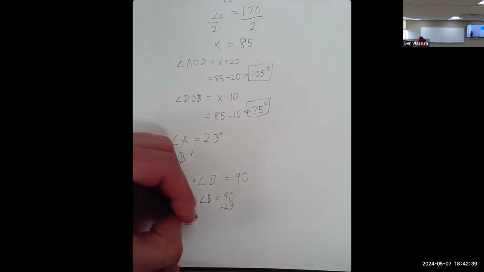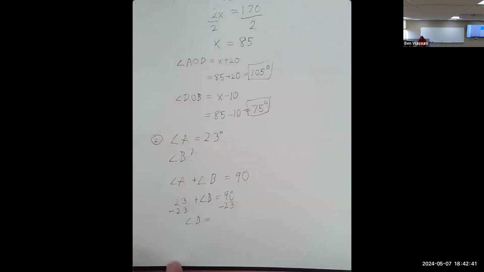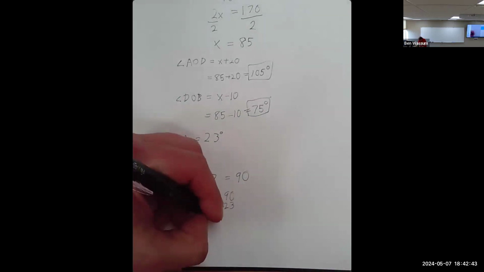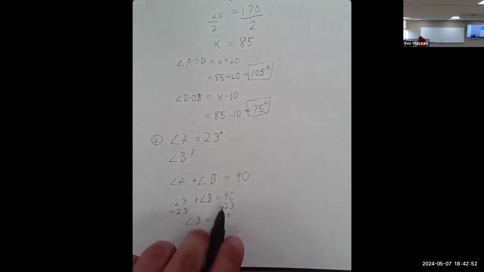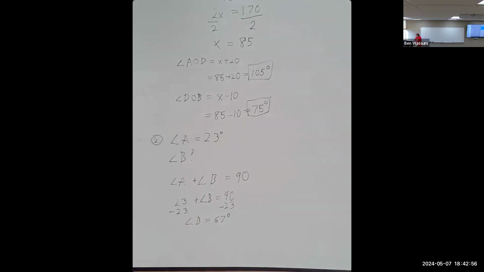We get angle B equal to 67 degrees. You can always do that. To find a complementary angle, you can subtract whatever it is from 90. To find a supplementary angle, you can subtract whatever it is from 180. It'll work. So that's how you found the answer to that question.